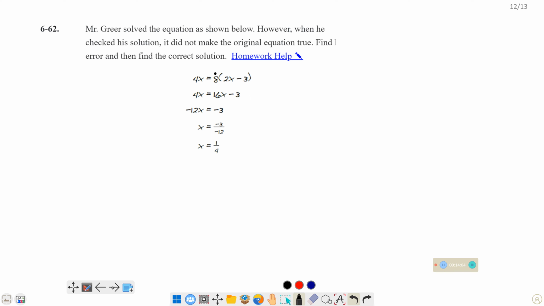I'm going to tell you the first problem is right here. Mr. Greer did not distribute correctly. He correctly said 8 times 2 is 16x. However, 8 times -3 did not get done. So I'm going to distribute that 8 to the -3 to get -24.